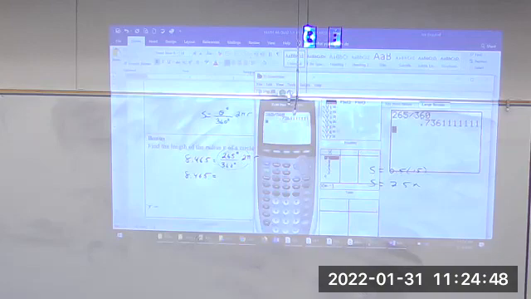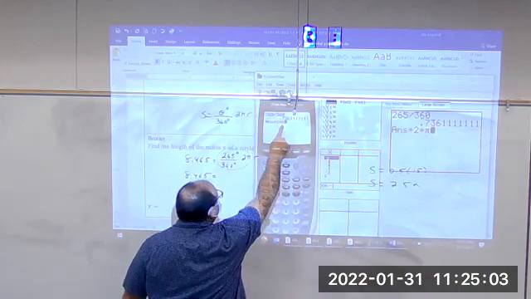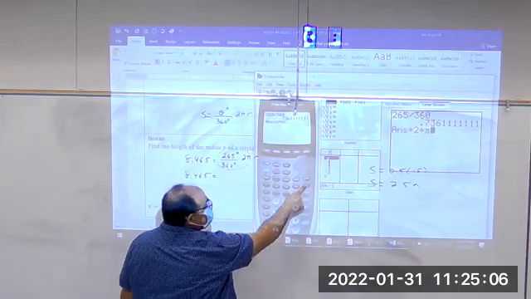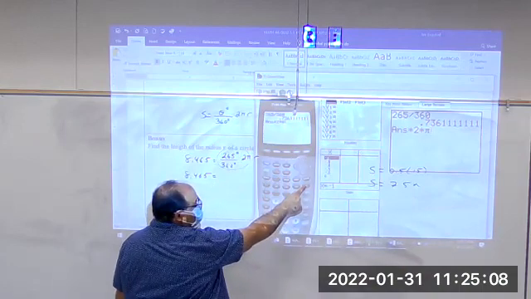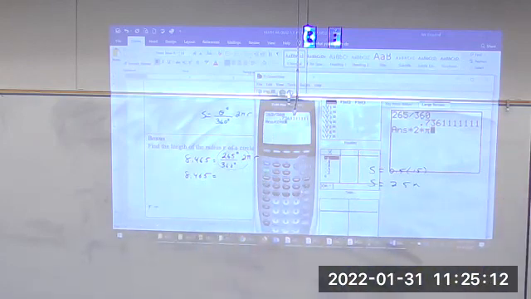Times 2 times pi. Don't just plug in 3.14 for pi. You have a calculator that has the actual pi button, so it would use basically the entire digits of pi as it calculates, because you don't want to round until the end. That way you have the most accurate answer.